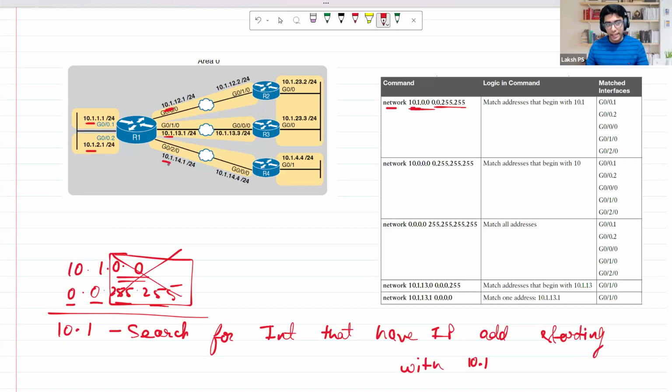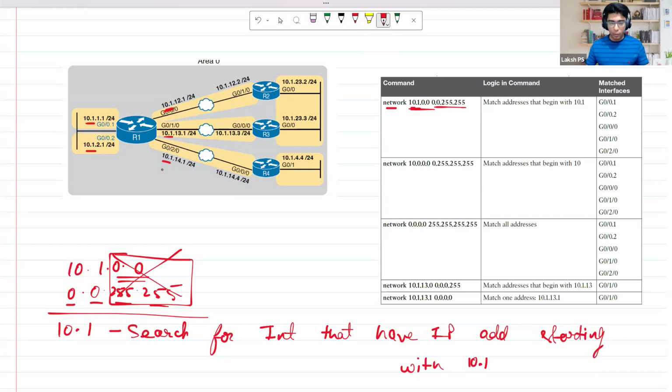As I said, it will ignore the other octets. Here you have 1.1, 2.1, 12.1, 13.1, 14.1. It is completely ignoring the last two octets. It does not care what the numbers are in the last two octets. It only cares about the first two octets in the IP address, that is 10.1. And it has found that R1 has 5 interfaces that start with 10.1.